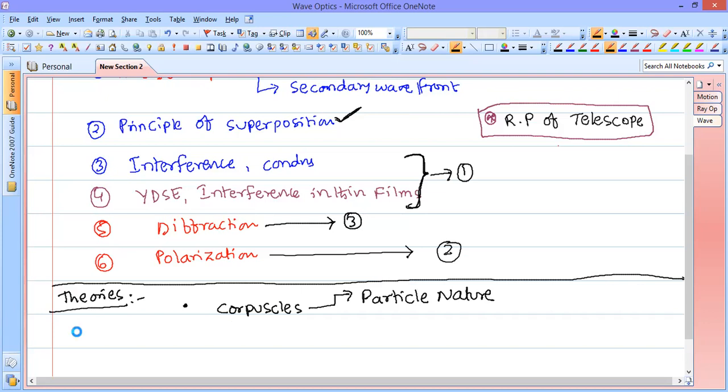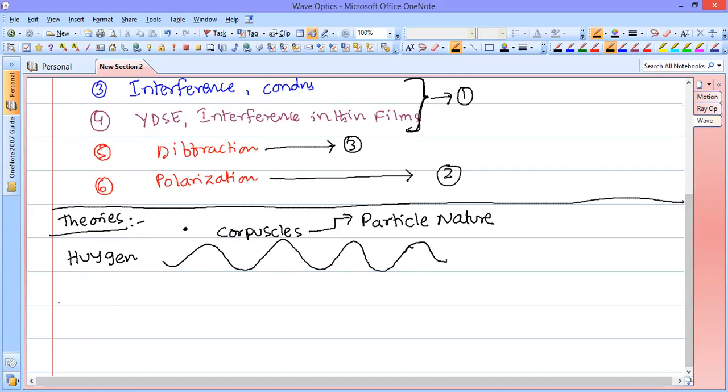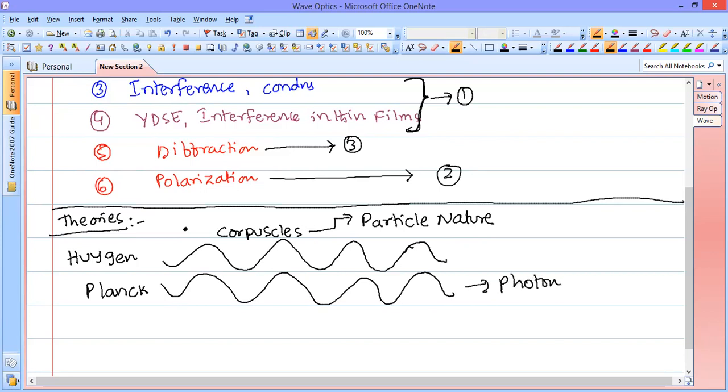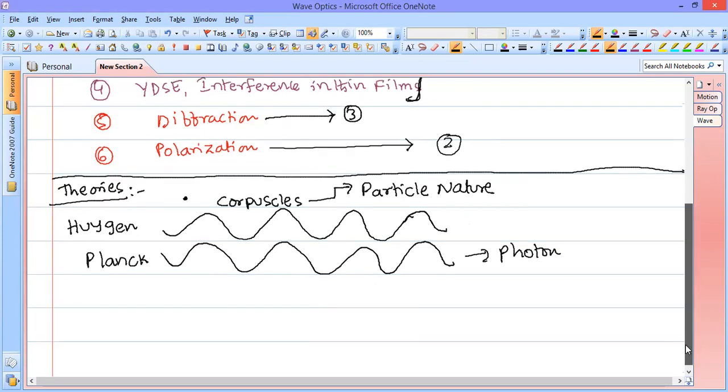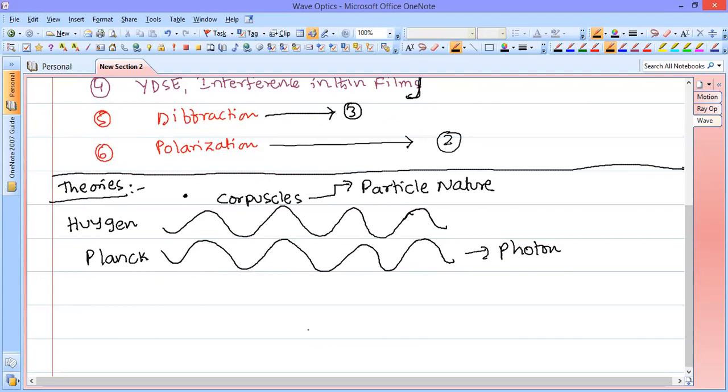But now in wave optics, later Huygens explained that light will move in the form of a wave, and then Planck also supported it. Experimentally he proved that each light particle moves in the form of a wave, and he called this a photon. So in wave optics, we are considering that every light particle will move in the form of a wave. That's why we can call it wave optics, or we can also call it physical optics.